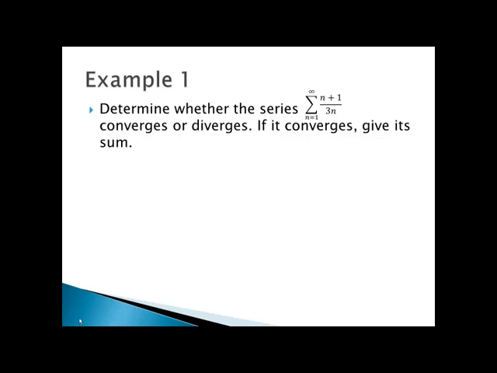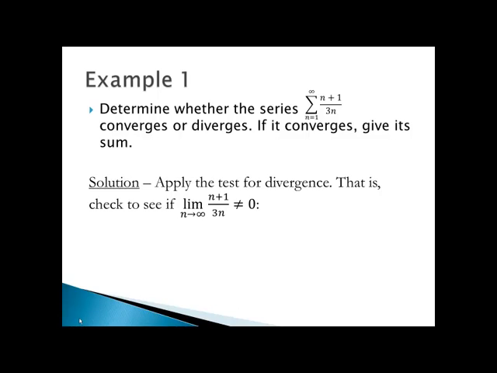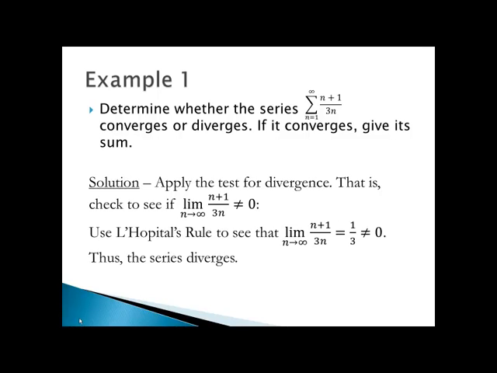We'll look at some examples. I'm asked to determine whether that series converges or diverges, and if it does converge, I'm asked to give its sum. Well, I'll first apply the test for divergence. That is, check to see if the limit as n approaches infinity of n plus 1 divided by 3n is not 0. Applying L'Hopital's rule, I see that in fact that limit is equal to 1/3. 1/3 is different from 0. Therefore, this series diverges.